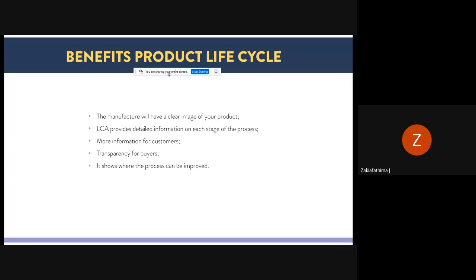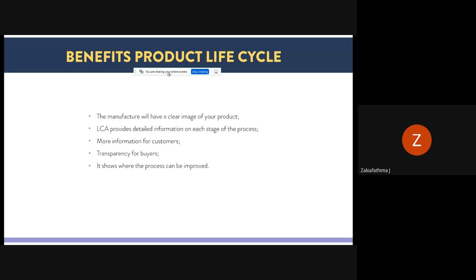Next is your LCA, life cycle analysis. It provides detailed information on each stage of your process. Because LCA provides detailed information of the process, it is easier for the EPD and HPD department to give a certification for the product.